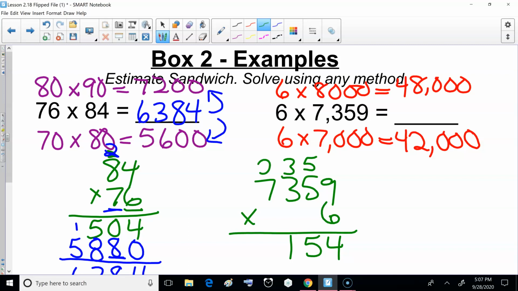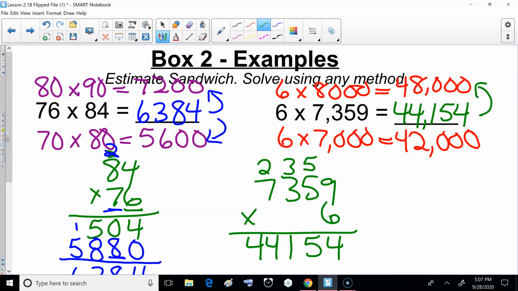So my 1 goes there, and my 2 goes in my thousands place value. 6 times 7 is 42,000, plus the 2 more thousand gives me 44,000. So I have an answer of 44,154.